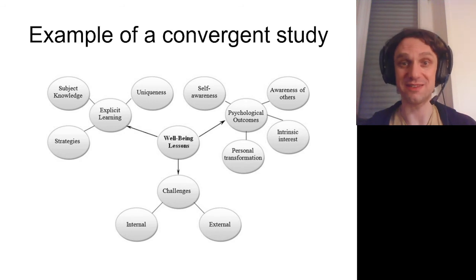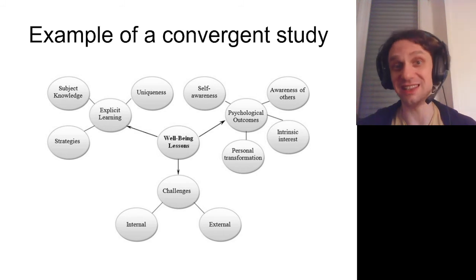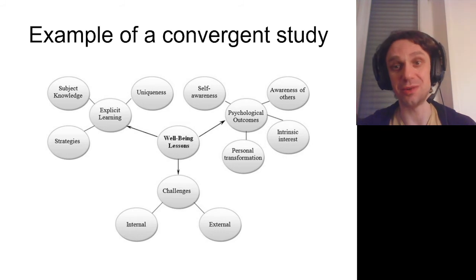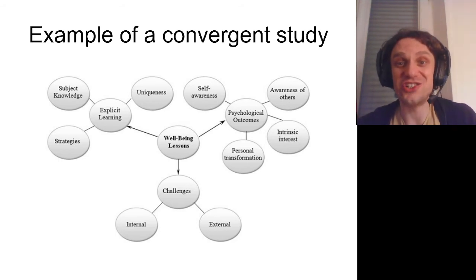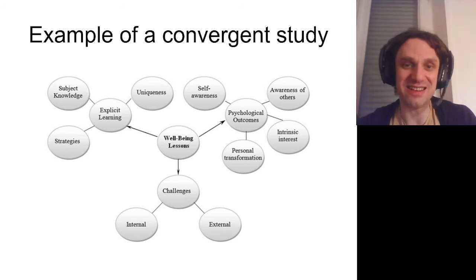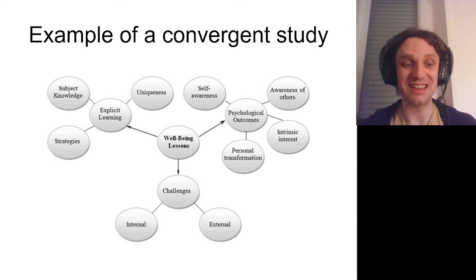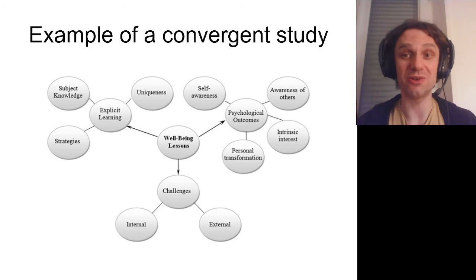We performed thematic analysis based on the work of Braun and Clarke, and we managed to identify some themes that describe the outcomes of this course. What did the children learn about? Explicit learning, the psychological outcomes, what kind of personality changes they have experienced, and the theme of challenges, basically what are the difficulties during the implementing of this course.